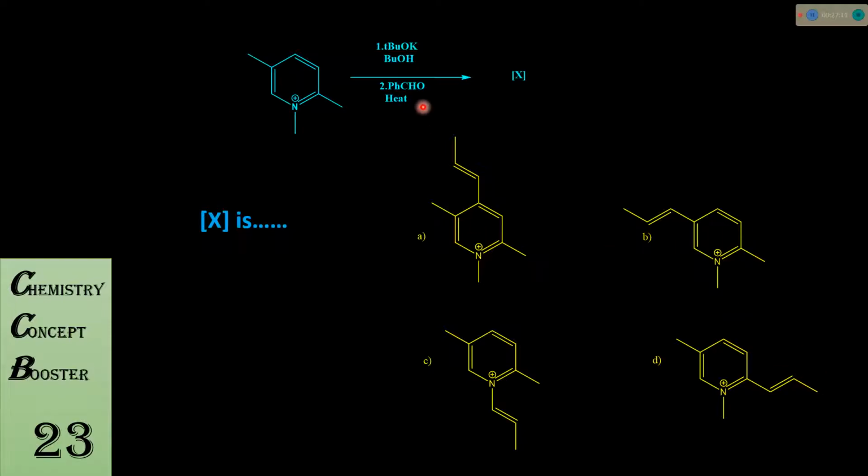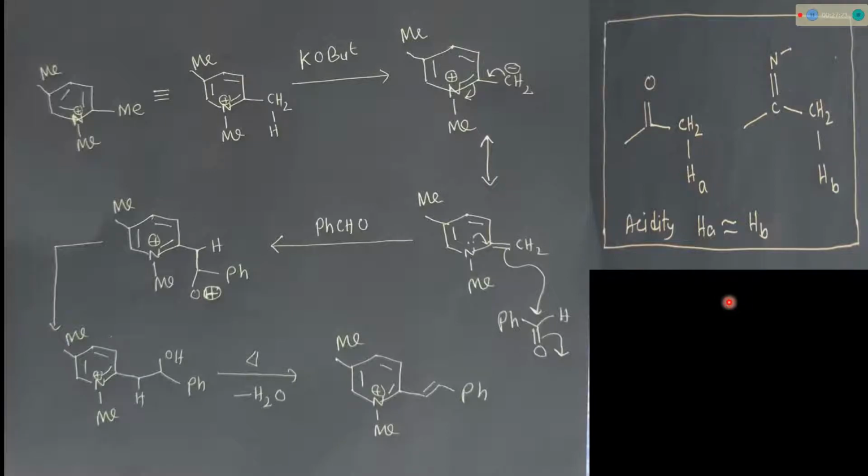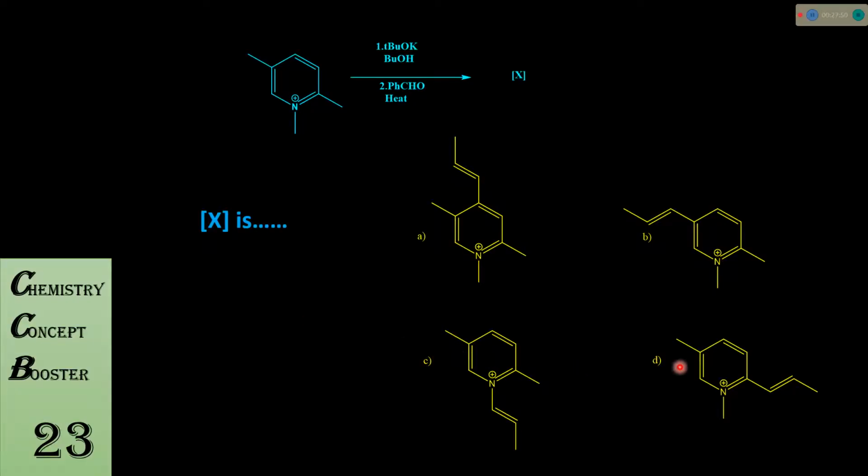But we are using benzaldehyde, that's why the phenyl group should be there. So that is a small mistake, but the main chemistry in this reaction is this keto methyl with this imine, alpha methyl imine. This alpha and alpha acidity are somewhat the same. That's why the base abstracts this hydrogen, not this methyl group or this methyl group. So at the end we will get this product after dehydration. So the correct option is D.